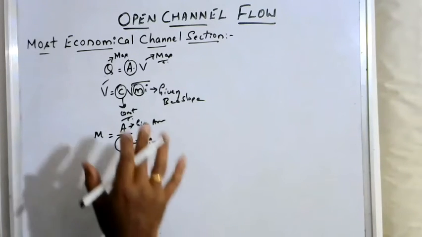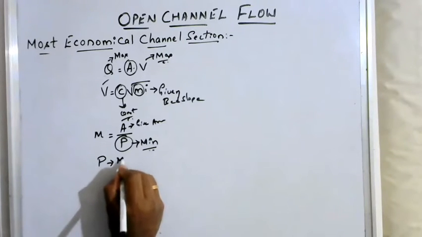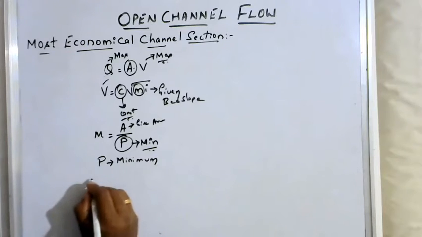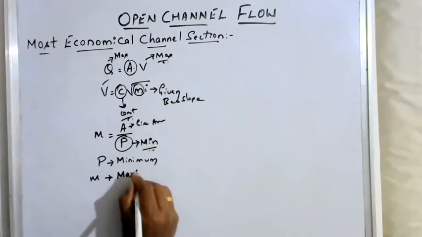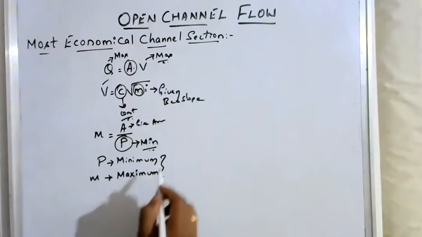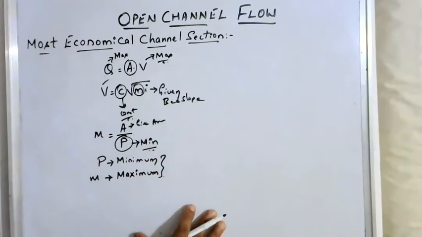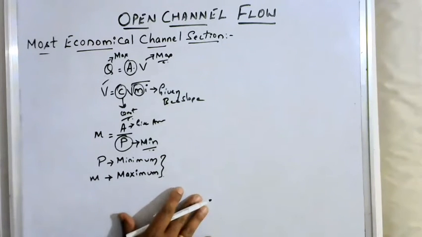These two conditions will be used. One is wetted perimeter should be what? Minimum. And the other condition is hydraulic mean depth is what? Maximum. If these two conditions are satisfied, then you can say the channel is what? The most economical channel. So okay, first we'll discuss the most economical rectangular channel.